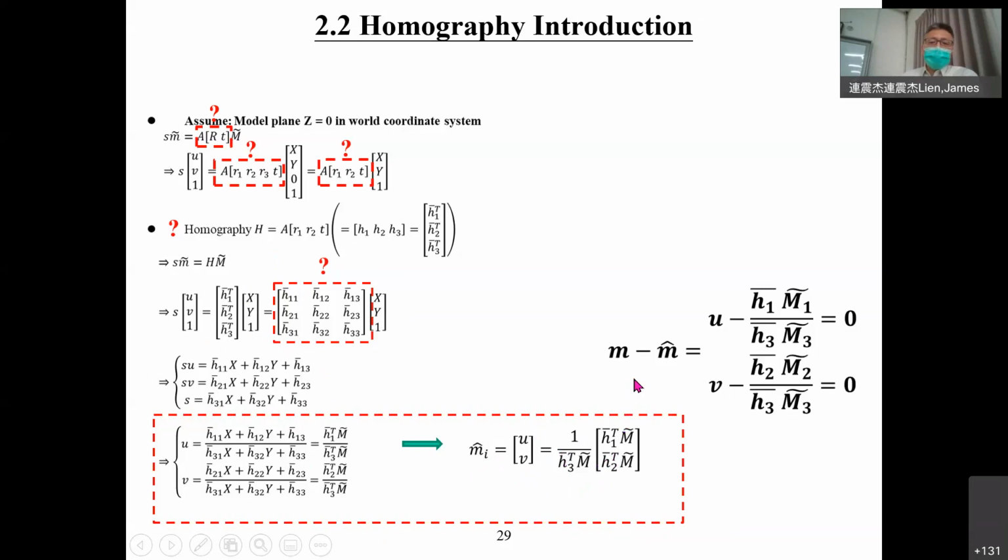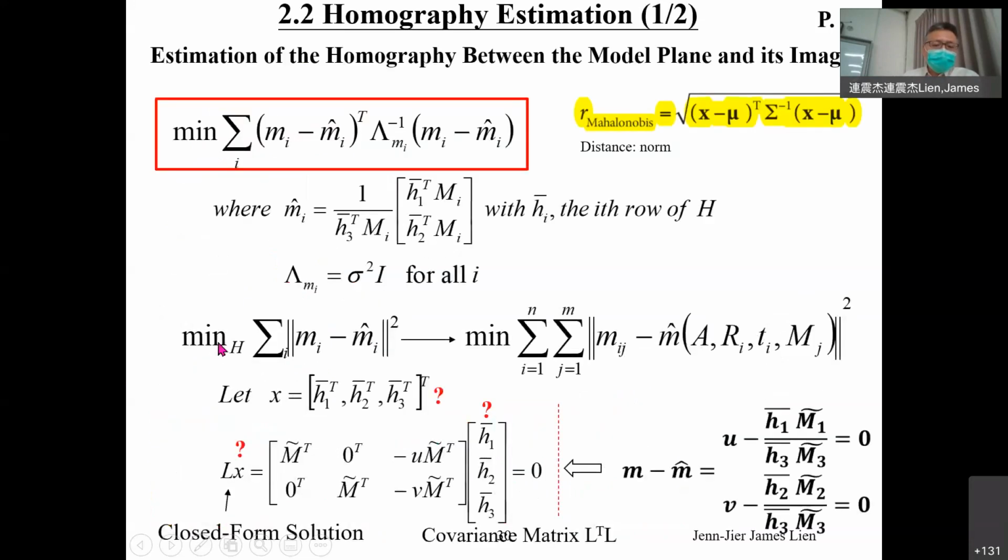Our purpose is this one. M is the ground truth, the corner detection result. This is your estimation. So this equation will become this equation. UV is the corner detection result. M is 3D. H is the unknown parameters. Based on this one, we reorganize it and it becomes this one. H is unknown. We put the unknown on one side and the known on the other. So you know the 3D M and the 2D UV, and you don't know this one. So it becomes an AX equal to 0 problem.